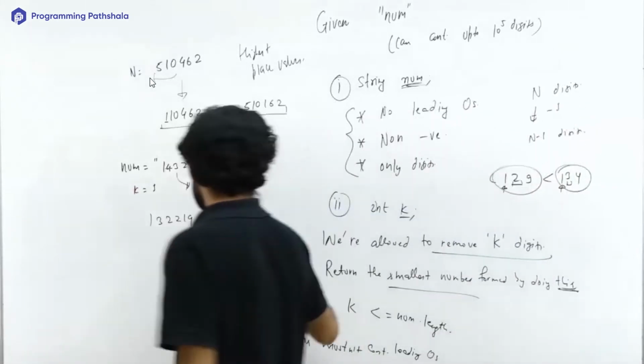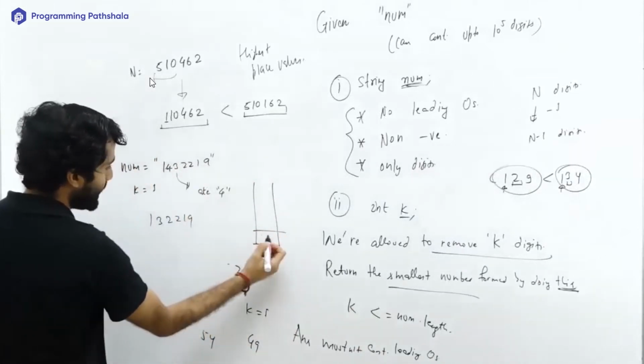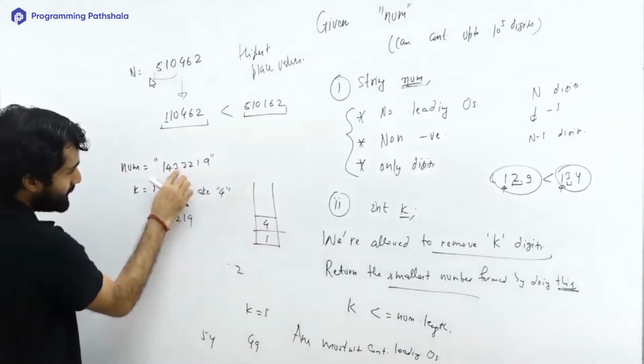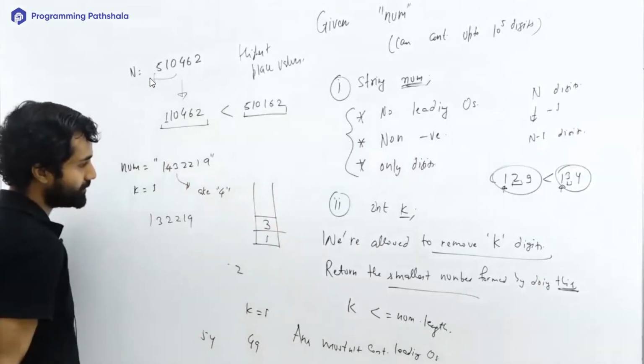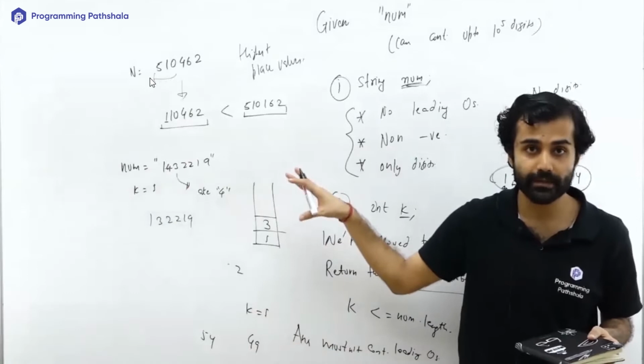Okay, so let's say if I had a stack, and in that stack I had kept 1 and then 4, and now when I am at 3, and if I want to remove this 4, I can just remove it and put this 3 over here. Do you understand the point why I am talking about stack?